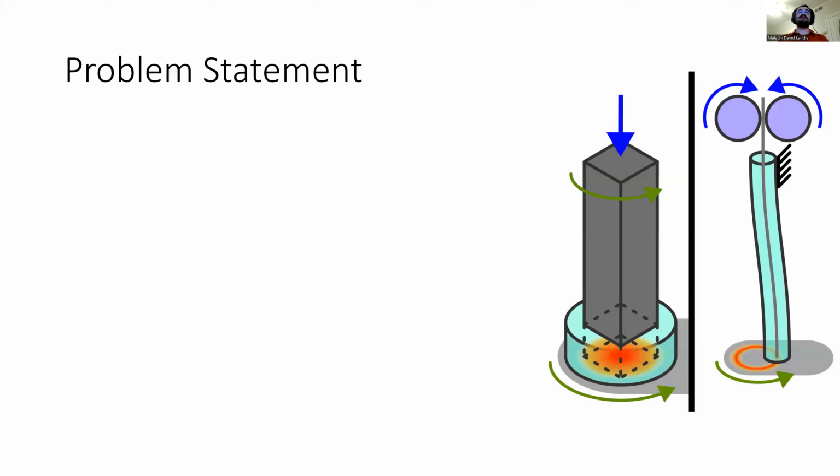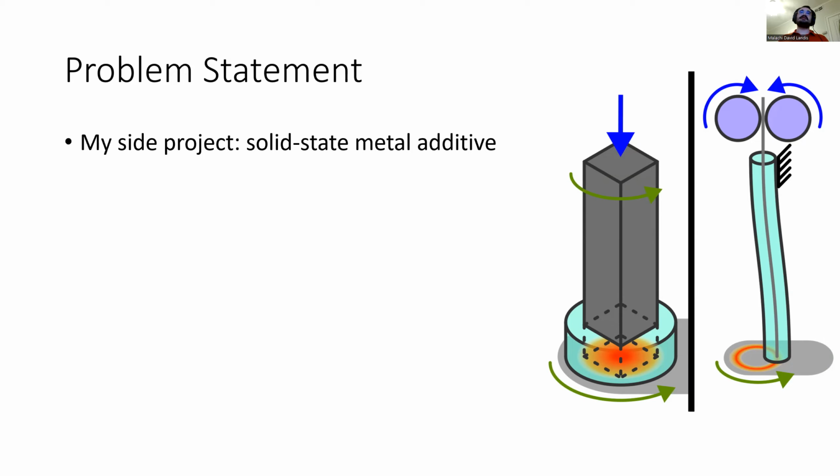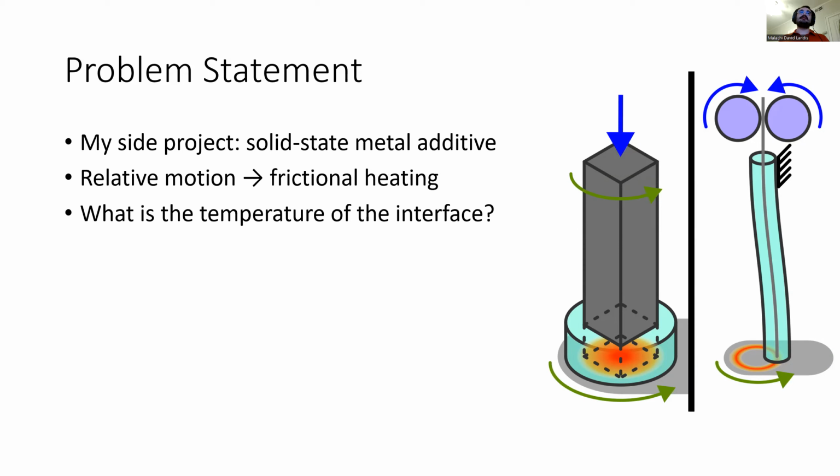So to begin with the problem, I have a side project doing solid-state metal additive manufacturing, shown on the right in this image compared to traditional metal additive. I have some relative motion of this wire on the substrate. This has frictional heating, and the question I want to answer is, what is the temperature of the interface?